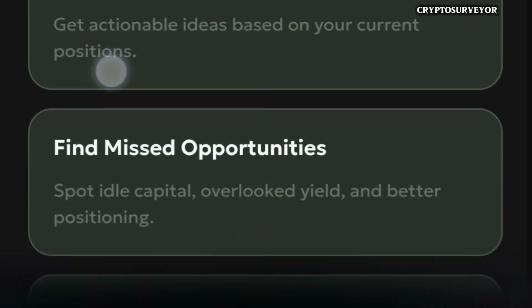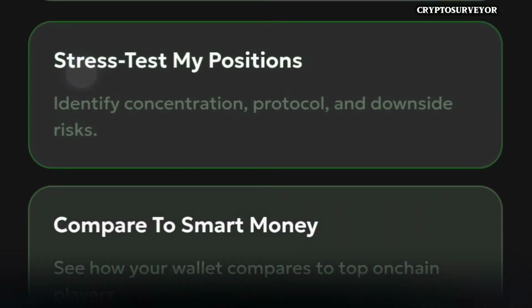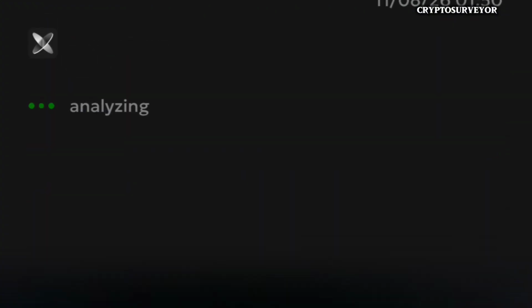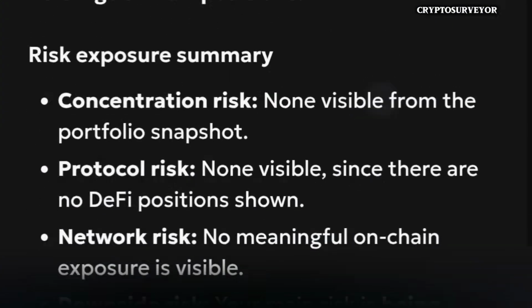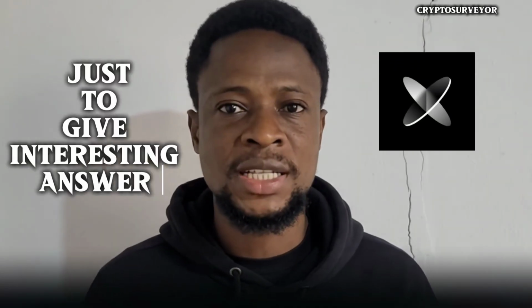Next, I wanted to test the risk analysis side. I selected stress test concentration risk or weaknesses in my portfolio. But again, because this was a fresh wallet, there were no positions to analyze, and that was the actual state of the wallet context. heyAura didn't invent anything just to give me an interesting answer.